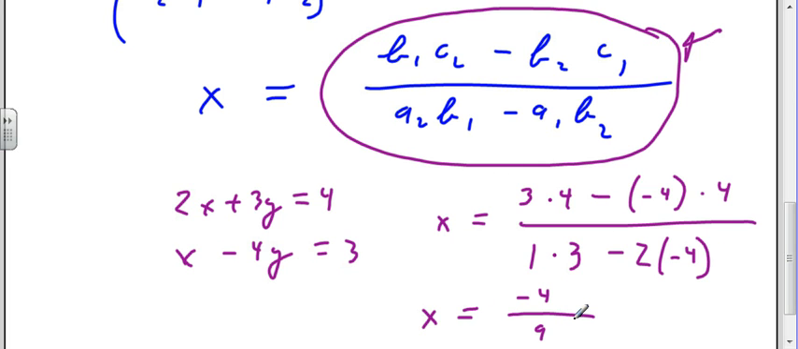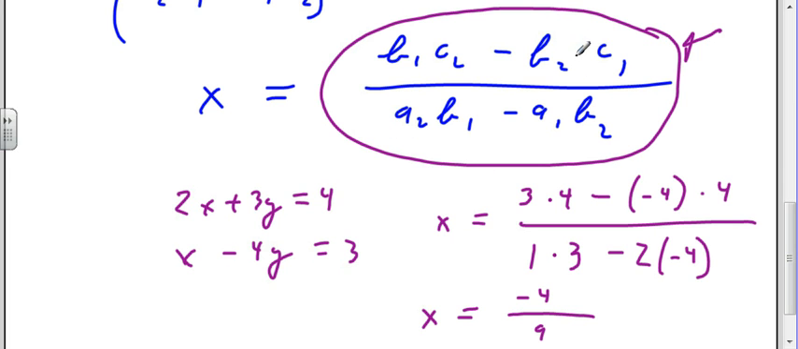Anybody know? So if I turn my calculator on and I go to simultaneous equations and I put in a 2 and a 3 and a 4 and a 1 and a minus 4 and a 3, I tell it to solve, and I get x is 25 over 11. Anyway, so maybe I put it in right, maybe I didn't put it in right.